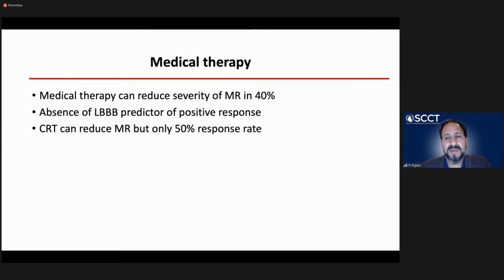Now, medical therapy should be the first port of call in patients with secondary mitral valve regurgitation, and that includes ACE inhibitors and conventional therapy such as beta blockers and cardiac resynchronization therapy. And the reason being is that medical therapy can reduce the severity of mitral valve regurgitation in approximately 40% of those individuals. CRT can reduce mitral valve regurgitation, but there is only a 50% response rate.